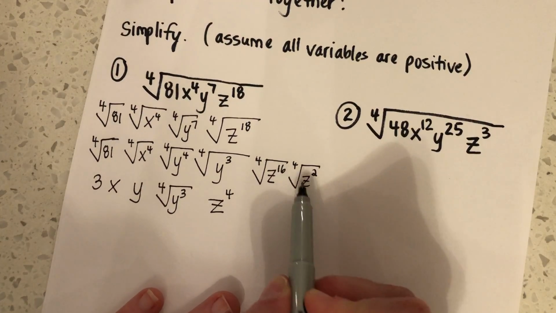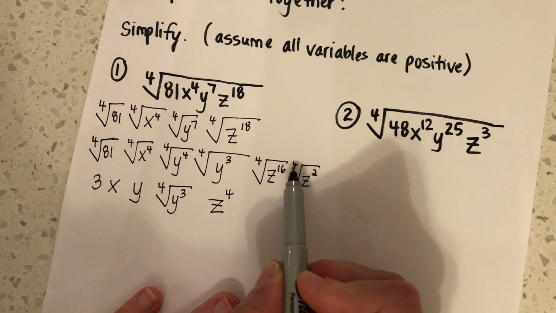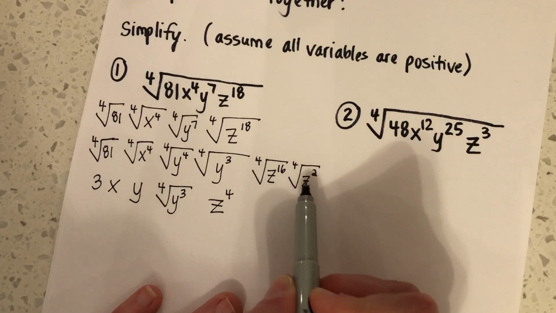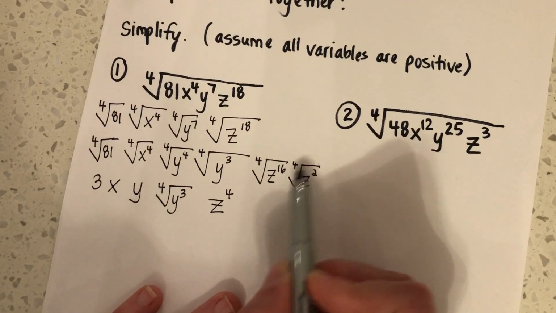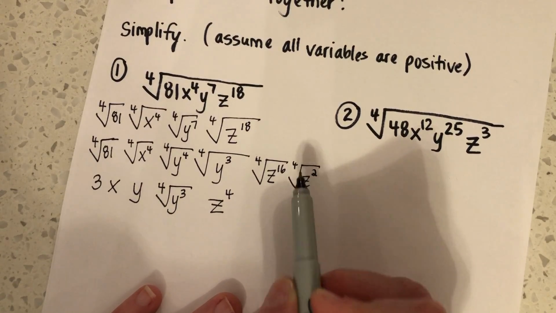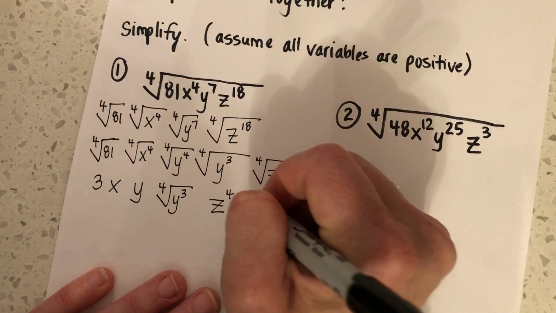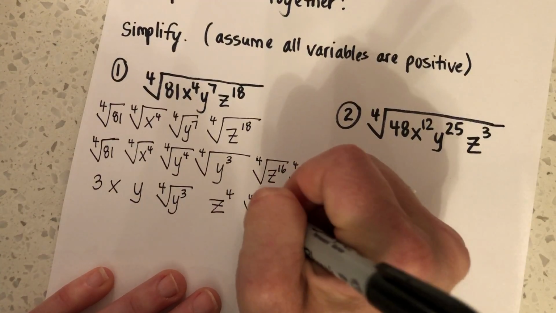Then you go to the 4th root of z squared. 2 does not divide by 4. Nothing smaller than 2 divides by 4. So he can't be split up. This is your leftover stuck under the radical piece. So the 4th root of z squared stays.